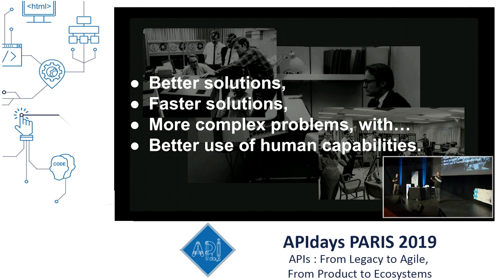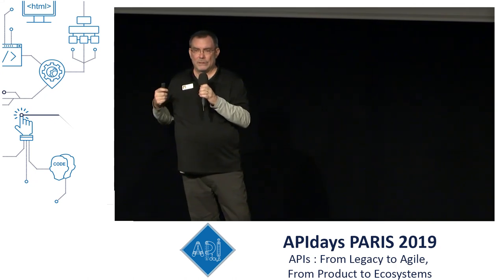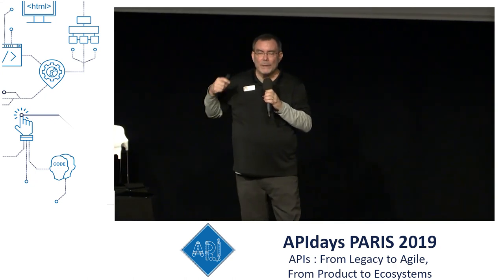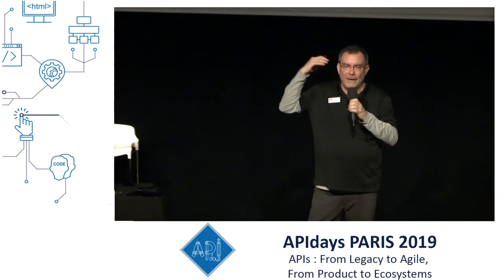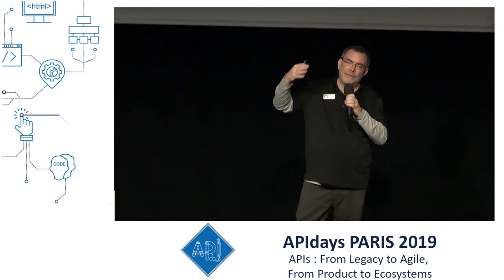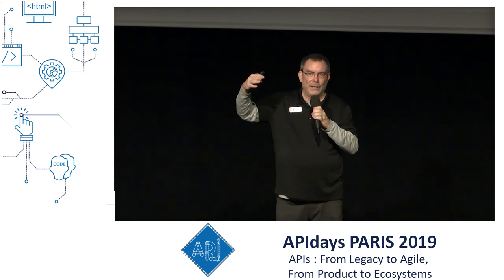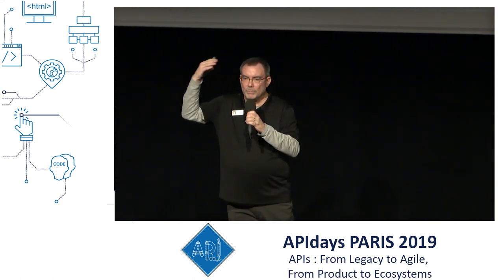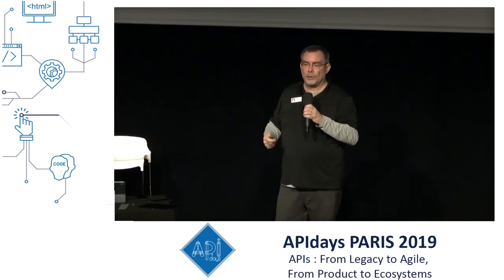So the way Doug thought about computing was like this. Computers should help us come up with better solutions and faster solutions. And that meant that we could tackle more complex problems. And that would mean that we were advancing human capabilities. We were augmenting our intellect. And when we advanced human capabilities, we could then build other computers that would make us build better solutions and faster solutions and deal with more complex problems over and over and over again.